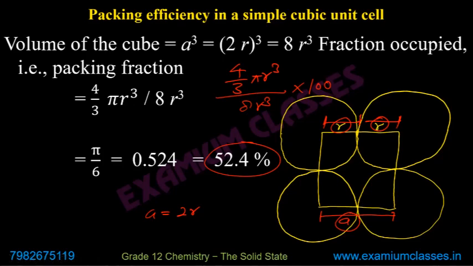Yes, Preeta. I'm going to talk about that radius. In that case, the relationship between A and R will be different. In simple cubic, A is equal to 2R, and you need to remember these values. A is equal to 2R in simple cubic. This relationship between the edge length and radius is different in body centered and face centered.